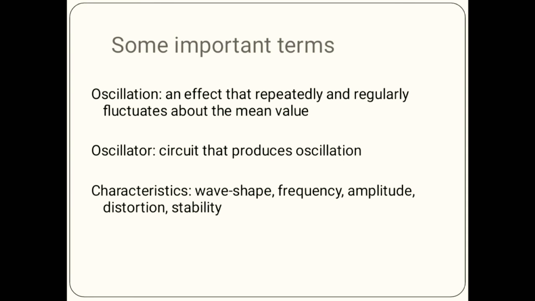Some important terms: oscillation, an effect that repeatedly and regularly fluctuates about the mean value. Oscillator, a circuit that produces oscillation. Characteristics: wave shape, frequency, amplitude, distortion, stability.